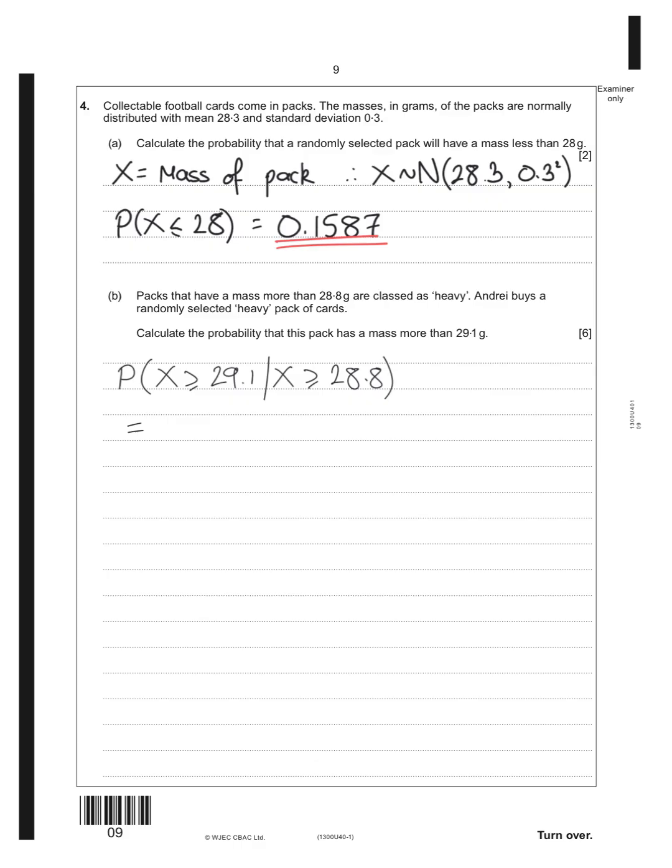But if it's greater than 29.1, well, it automatically is more than 28.8. So this is just going to be the probability of x being greater than 29.1 over the probability of the pack being heavy, which is the probability of it being more than 28.8. And we can work both of those quantities out.